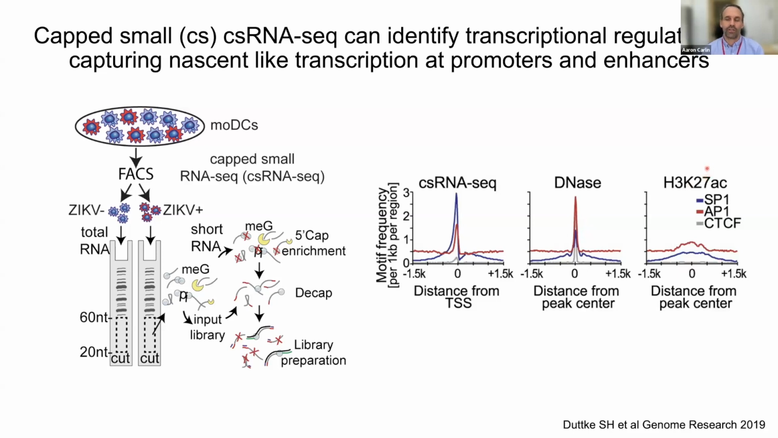H3K27 acetyl is a histone mark that's often associated with active promoters and enhancers. In this case, it's great because it's telling you about the change in activity of an enhancer or promoter, but the peaks are really broad and there are tons of transcription factor binding sites underneath these peaks.